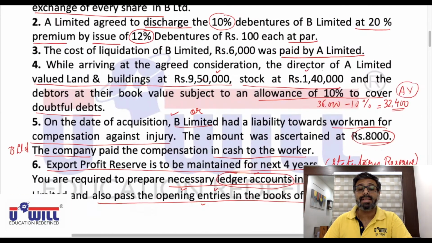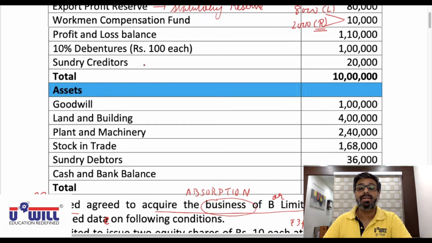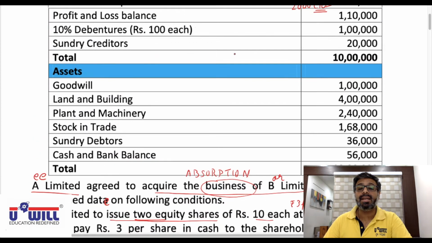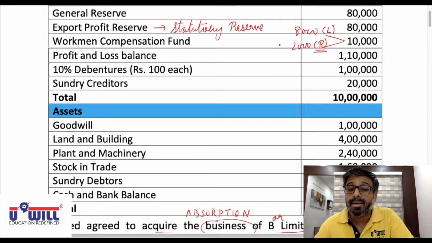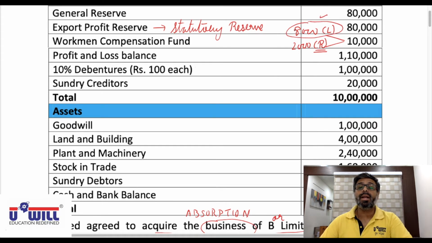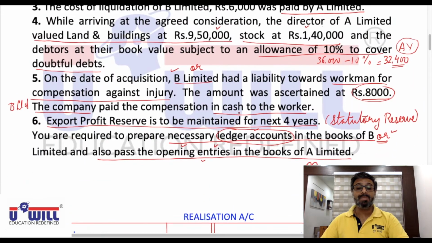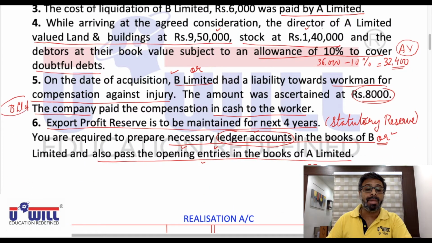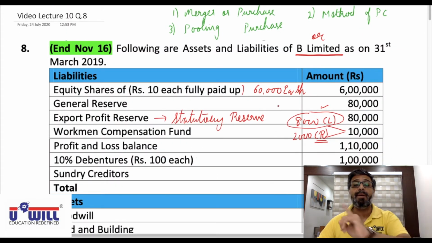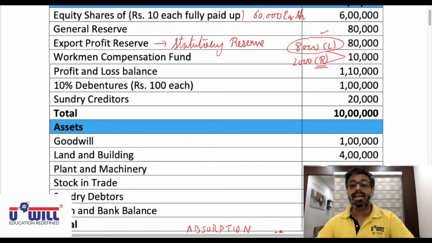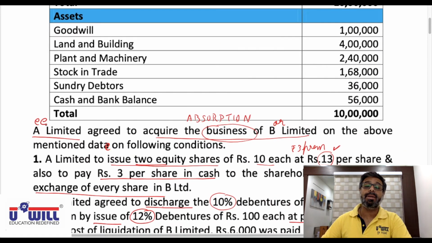Debentures taken over, against that we are giving them 12% debentures. Creditors, nothing is given, means they are taken at book value. But listen carefully, this is one more liability. Workers' compensation. Is this liability taken over? No. Who is paying this liability? Transferor company B itself is paying it in cash to the worker. Means one liability, workers' claim of 8,000 is not taken by A Limited.